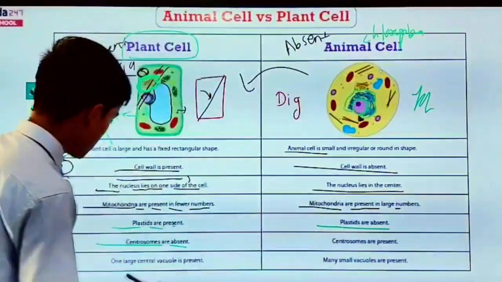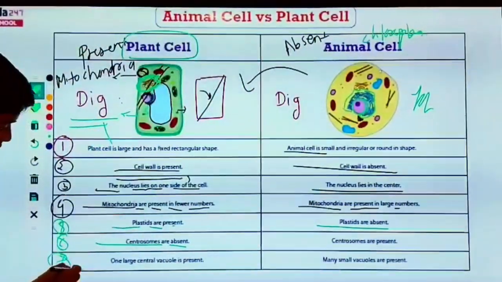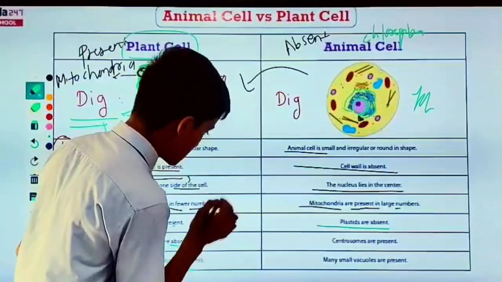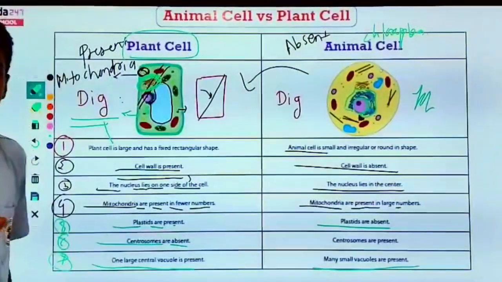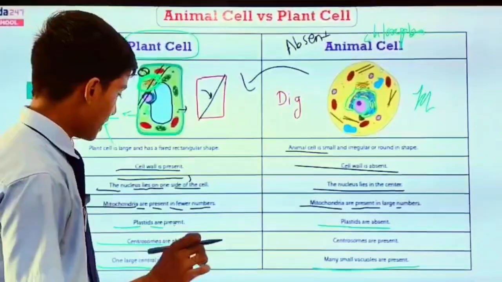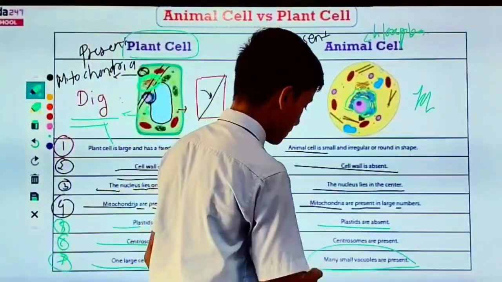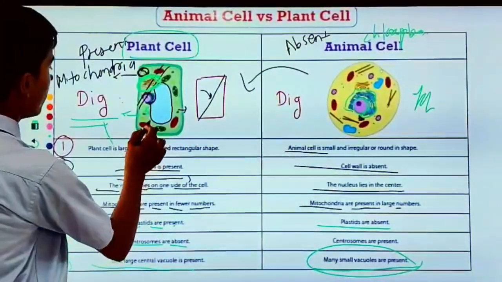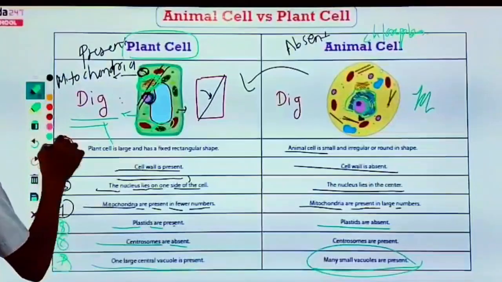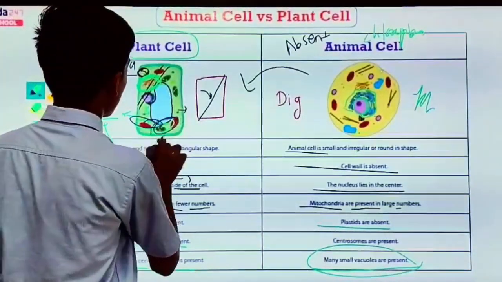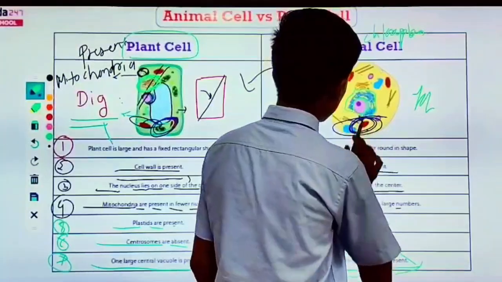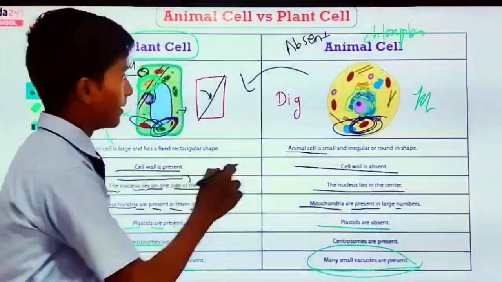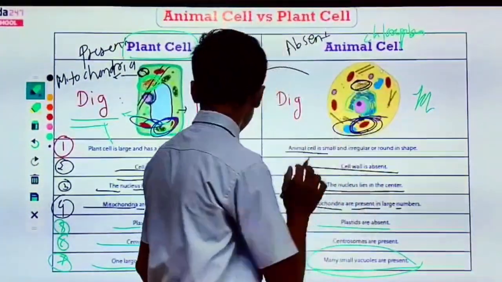Here it is present. And now the seventh one: in the plant cell one large central vacuole is present, while in the animal cell many small vacuoles are present. The central vacuole is large, but in the animal cell the vacuoles are small in size and many in number as compared to this.